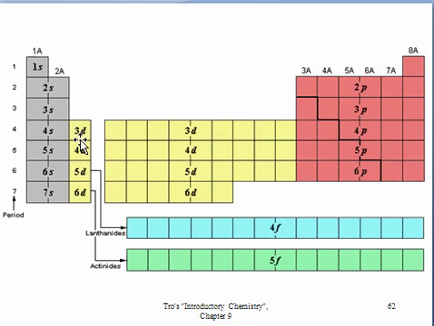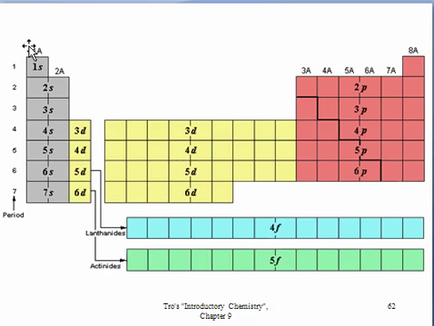D subshells can hold 10 electrons. 1, 2, 3, 4, 5, 6, 7, 8, 9, 10. This is the D block right here. And then F subshells can hold 14 electrons. 1, 2, 3, 4, 5, 6, 7, 8, 9, 10, 11, 12, 13, 14. Here's the F subshell. So here are the different blocks.